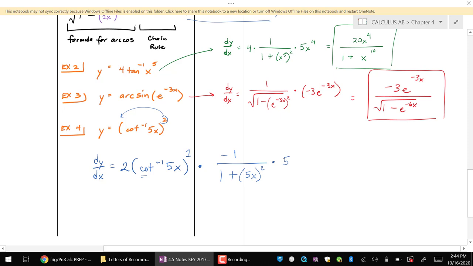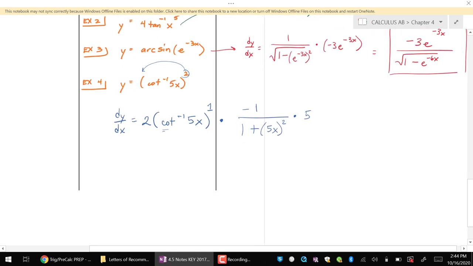So maybe the most complicated example of this video so far, but still not too bad. If you kind of take each link of your chain and put them together, we can find some success here. So I have, it looks like a 2 times negative 1 times 5 in the numerator. So negative 10. Inverse cotangent is still there. And my denominator has a 1 plus 25x squared. And that's the derivative of inverse cotangent of 5x quantity squared.